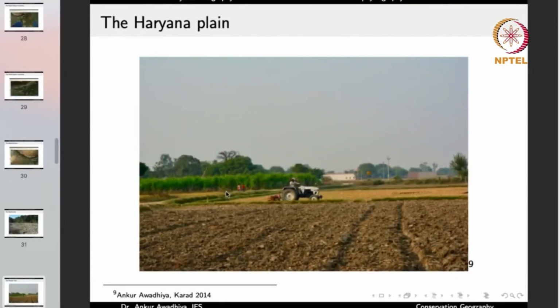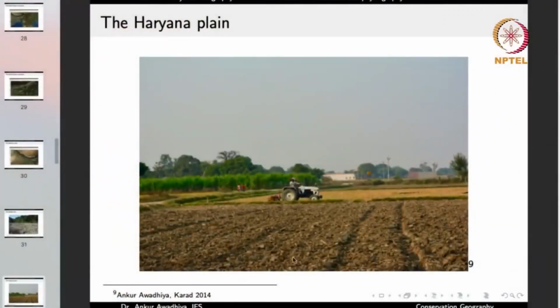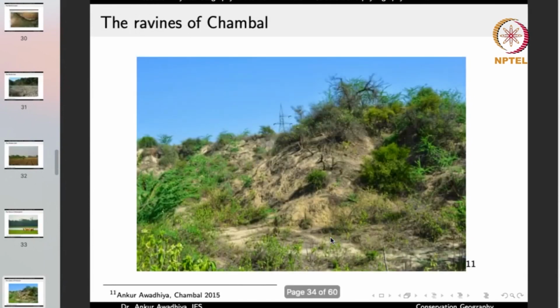Next we have this image from Haryana. So Haryana is here, and this is a part of the northern plains. This is the plains of Brahmaputra in Assam. We also have certain ravinous areas such as the ravines of Chambal. Now in this case, the erosional activity is predominating.